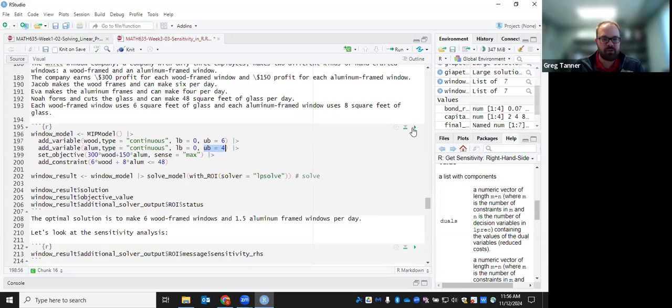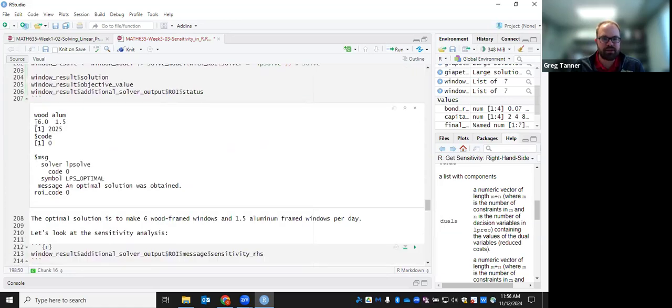Okay, so let's go ahead and run this. We'll get our optimal solution of 6 wood framed windows, 1.5 aluminum framed windows, assuming we can make part windows in a day, and that would be fine. Or maybe you pick up the work on the next day. And we get an optimal profit of $2,025 per day. It's solved to optimal, so that's good to see.